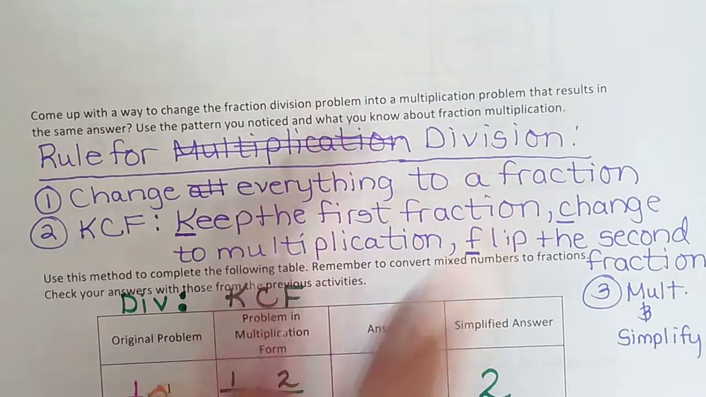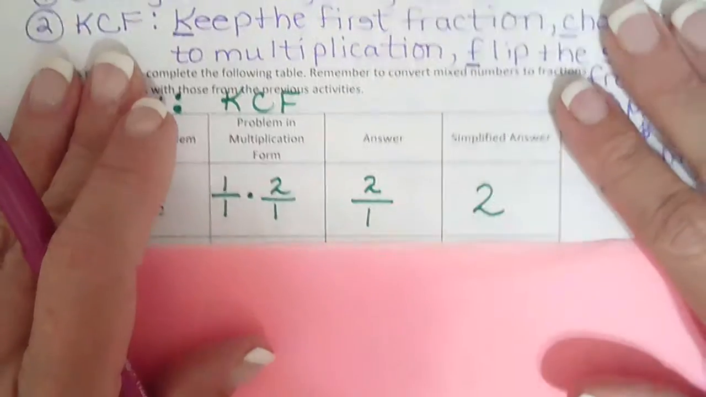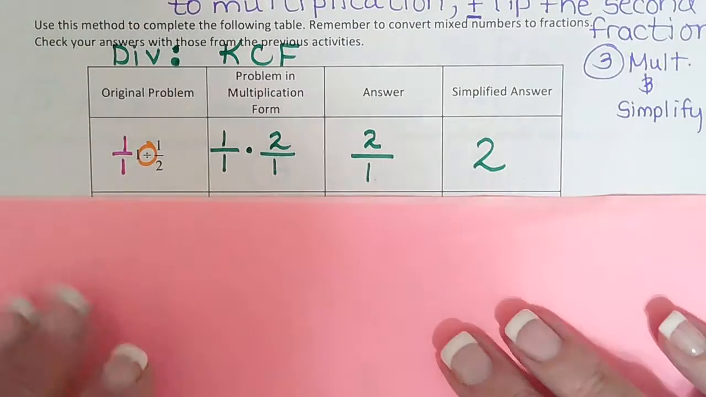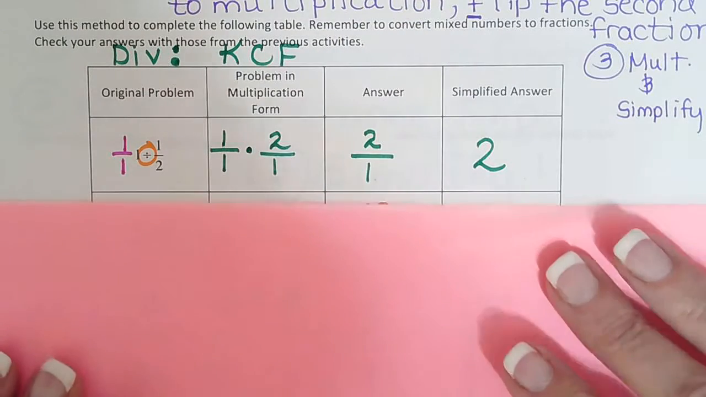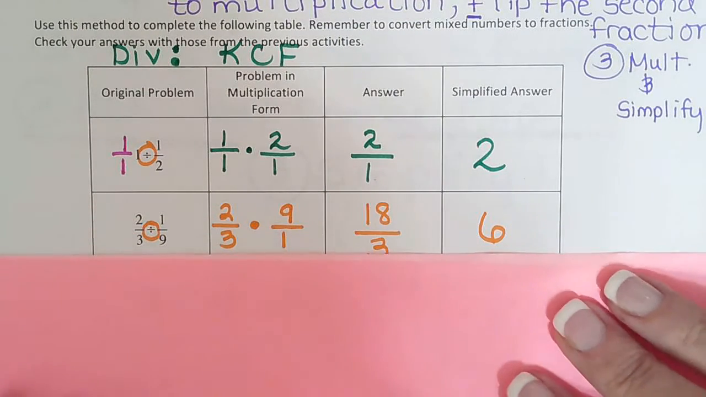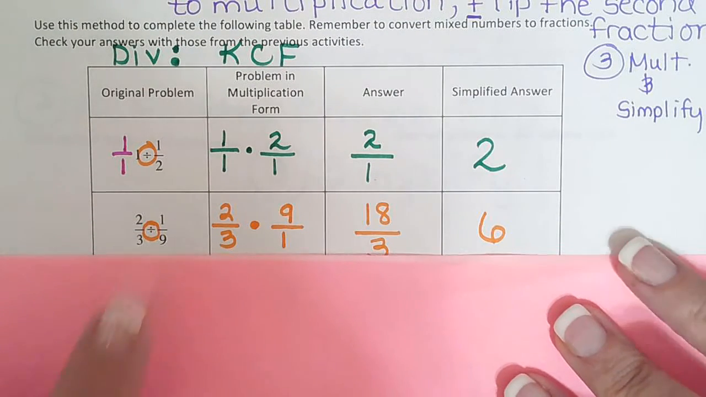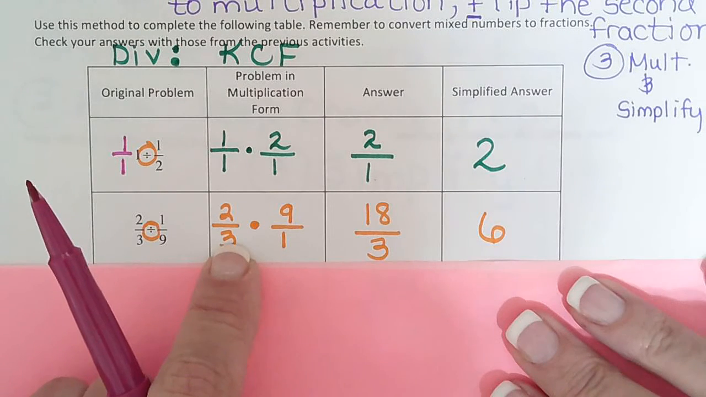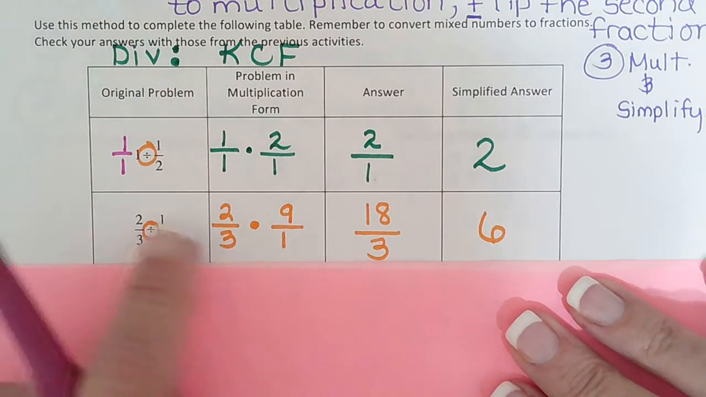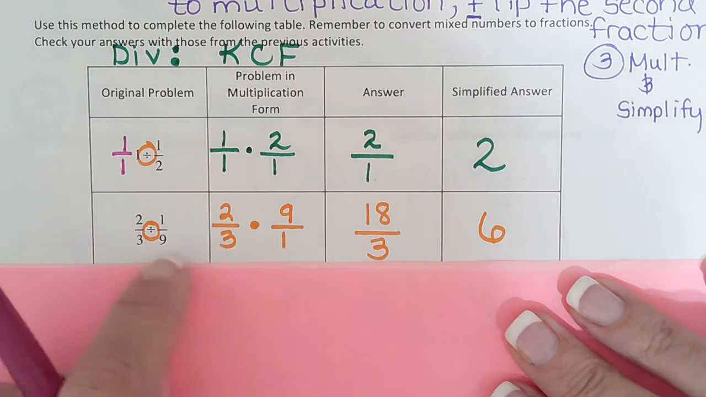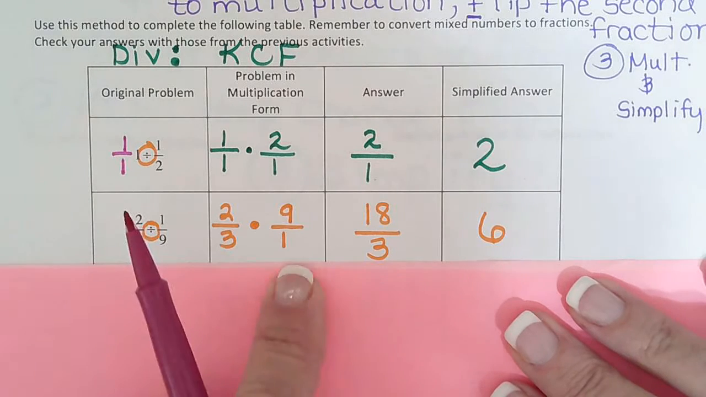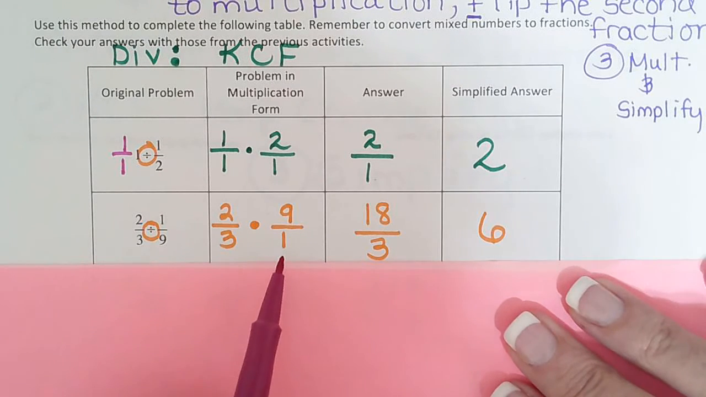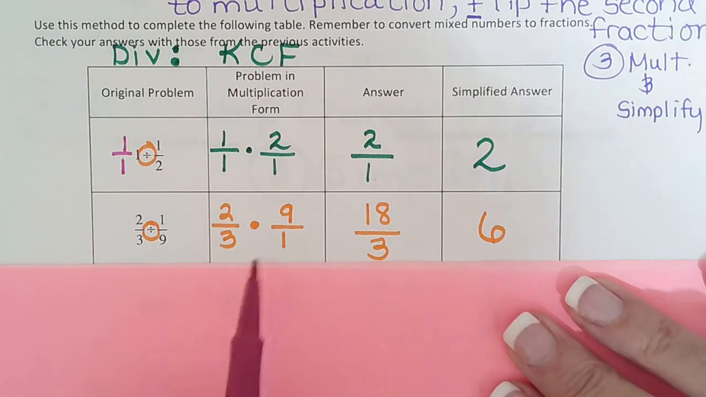So that's step 1, is make everything a fraction first. So if it's a mixed number, you make it a fraction. If it's a whole number, you make it a fraction. So on the next one, they're already both fractions. So then I say in my head, keep the first fraction, change to multiplication, flip the second fraction. So only the second fraction gets flipped, not the first.